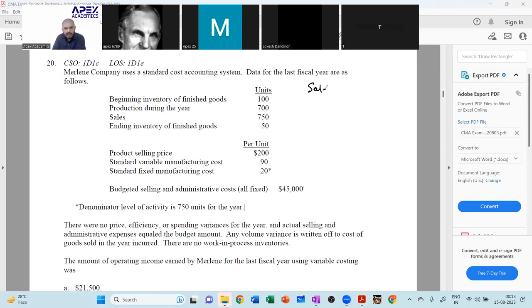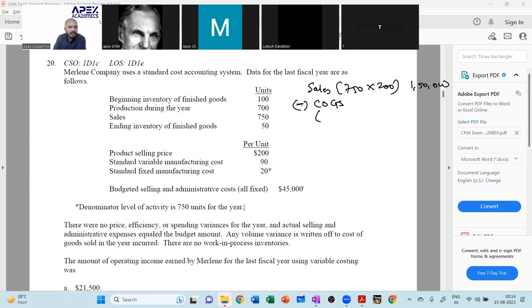What are your sales? Your sales are 750 units, sorry. At what rate? At the rate of 200 per unit. So this is how much? 150,000. Now sales less COGS, or you can say variable cost.